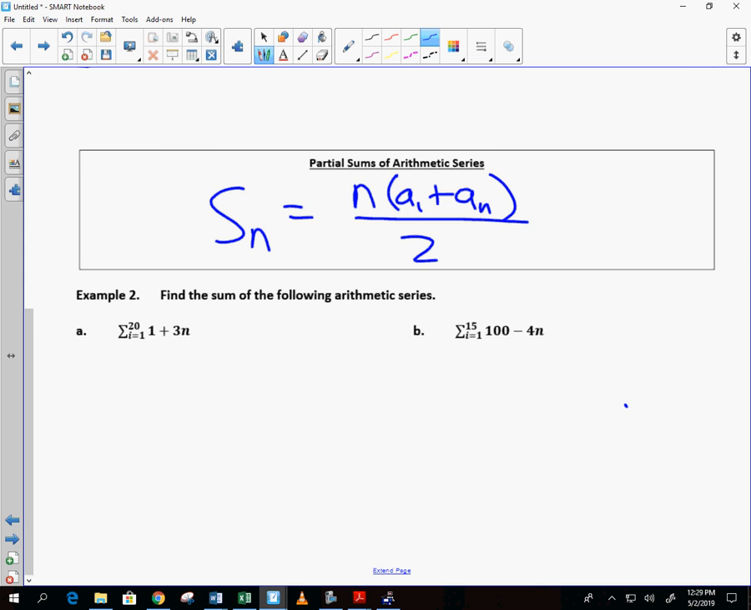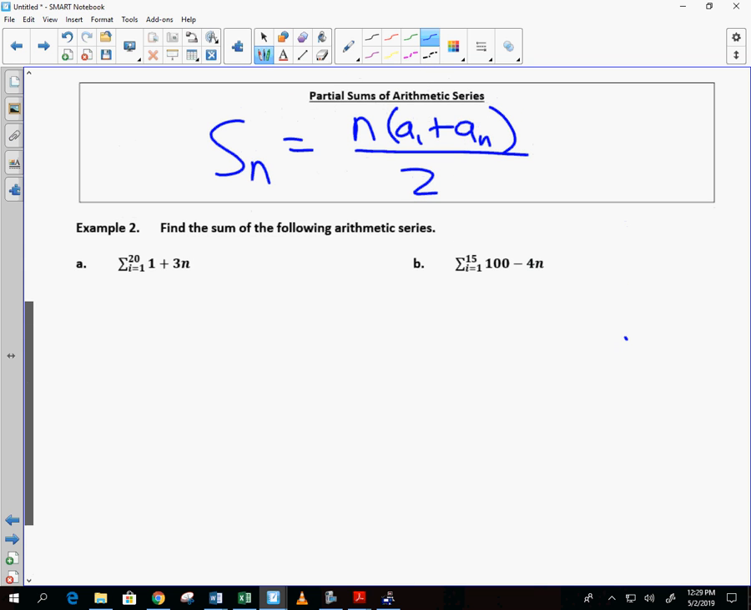So look at what we have here. It says you have an arithmetic series. You start with 1, so 1 plus 3 times 1 will be 4. You plug in 2 and you get 7. It's going to go up by 3 every time. And the very last term, it says we plug in 20. And so when you plug in 20, you get 61.